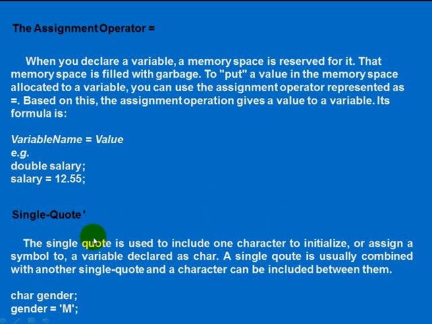Next we have single quotes. The single quote is used to include one character to initialize or assign a symbol to a variable declared as char. A single quote is usually combined with another single quote and a character can be included between them. For example, char gender. So gender is a variable of data type char and we are assigning a single character here. We cannot assign multiple characters. If we assign multiple characters, then it would be a string. So we have to use single quotes, and within the single quotes we can assign the single character to the specified variable.